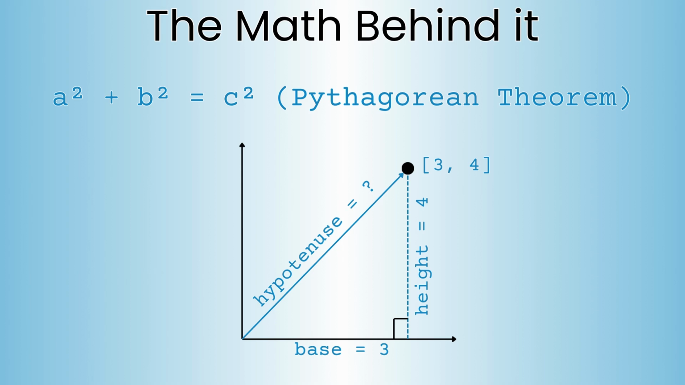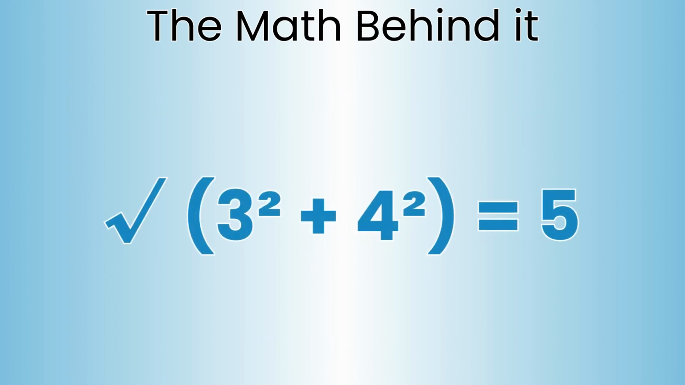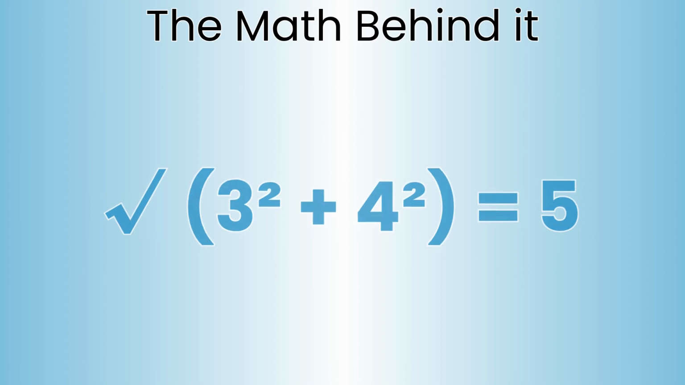And we all remember the Pythagorean theorem from school for this. a square plus b square is equal to c square. So, the magnitude is just the square root of a square plus b square, in our case 3 square plus 4 square, which is 9 plus 16, which gives us the square root of 25, and the length is 5. That's it. The formula for calculating magnitude is something we already know.